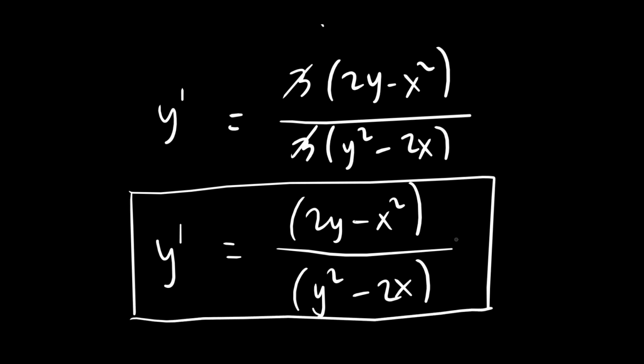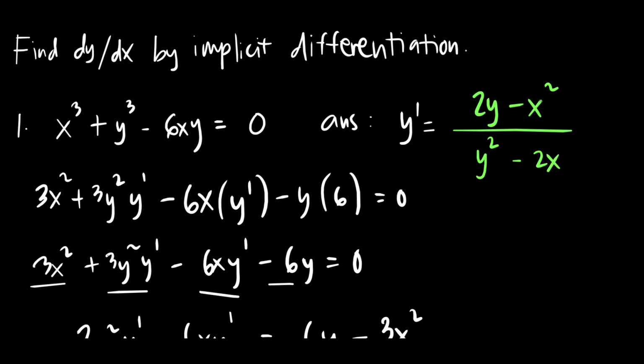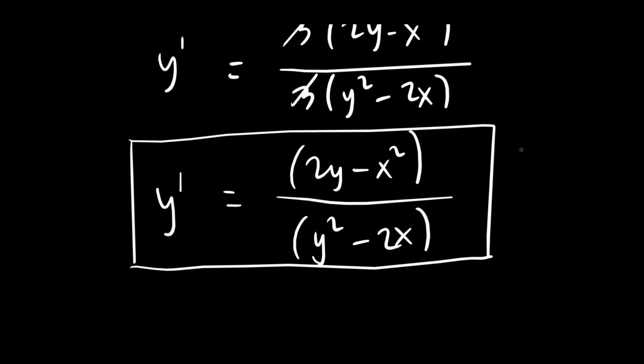So let's check if our answer is correct. 2y minus x squared all over y squared minus 2x. So our answer here is correct. So let's proceed to number 3.